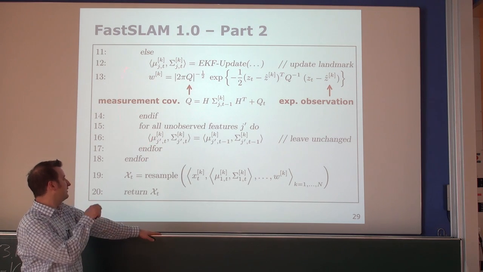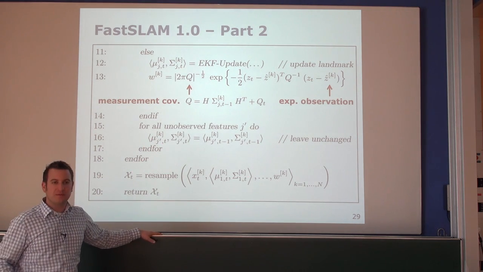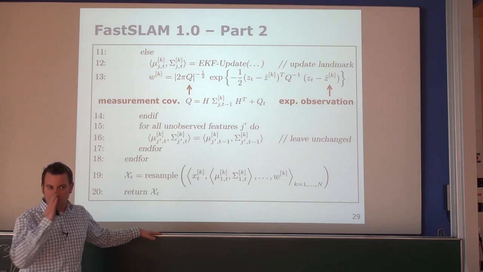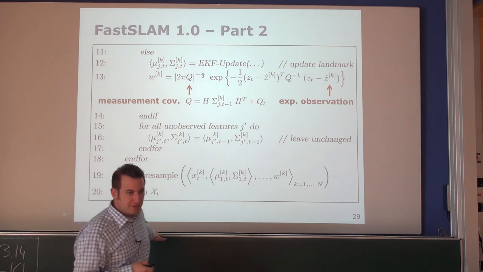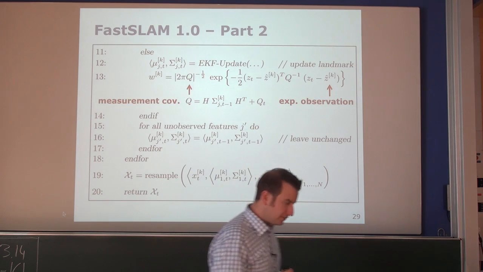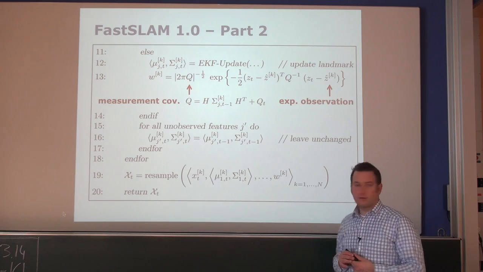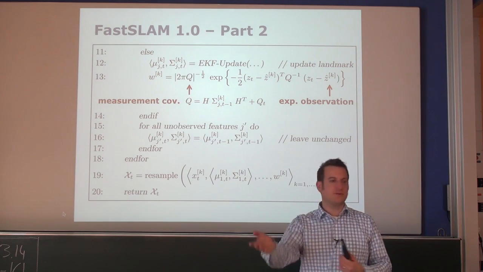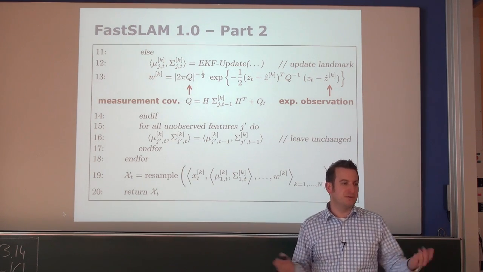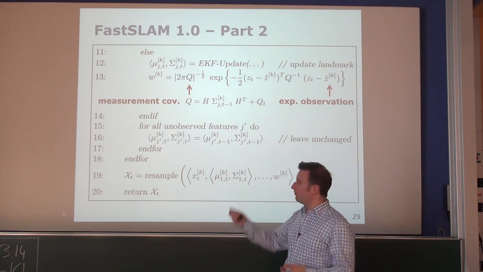Okay? I iterate over all samples, and in the end I do a resampling step. That's it. Yes, please. For all unobserved, does that mean for all unobserved in this step, or for all unobserved? No, for all unobserved in this step. So if I don't observe a landmark, I take the previous estimate.